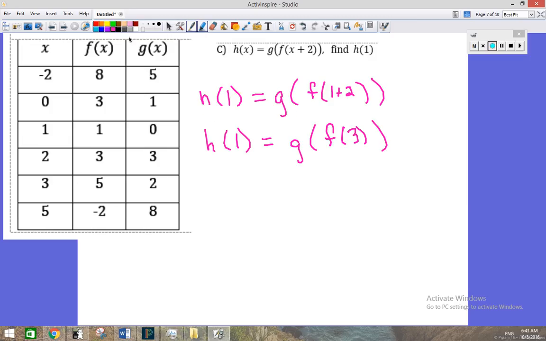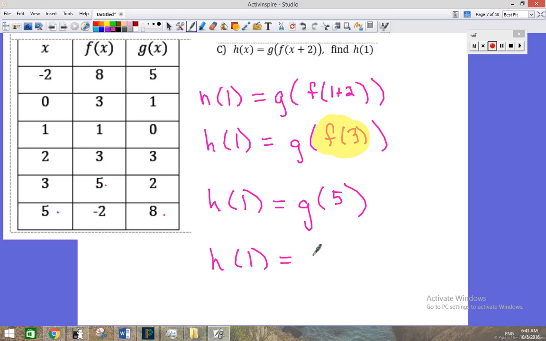So we need to go to the table and replace f evaluated at 3 with a number. So we come in when x is 3, we read off f, that's 5. This 5 is now our input into the function g. So we come in when x is 5, and we read the output for g, that's 8. And we have our final answer that h evaluated at 1 is equal to 8.